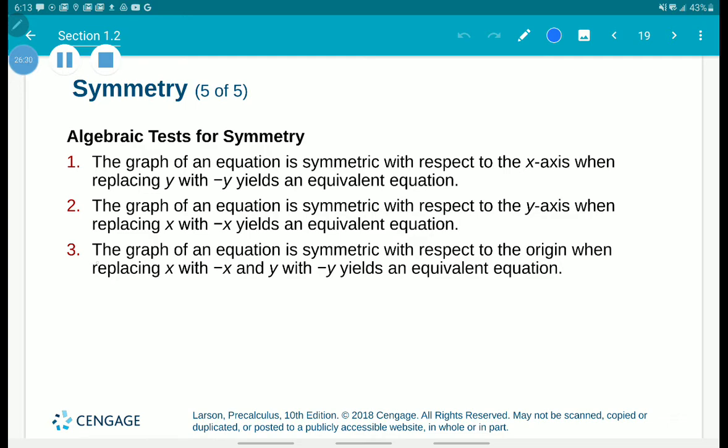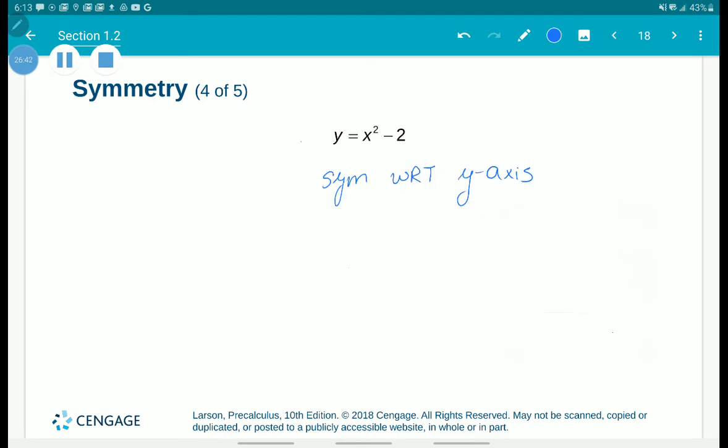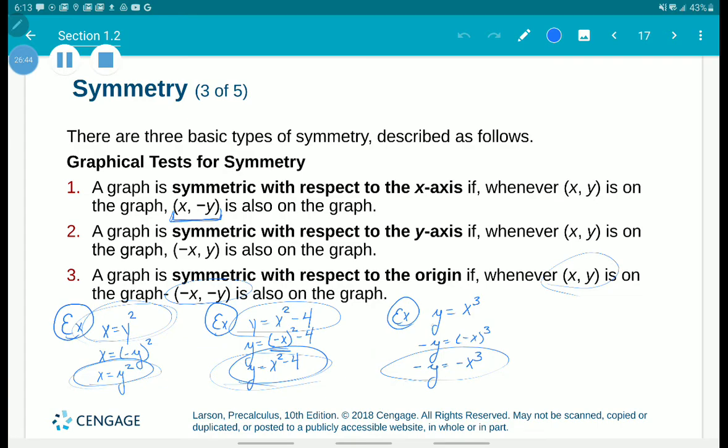And then in 3, if we want to be symmetric with respect to the origin, then if we replace x with a negative x and y with a negative y, notice you have to do both, then we're going to get an equivalent equation. And that's exactly what happened in that last example here. We substituted in negative x, negative y. So we have negative y is equal to negative x cubed. And if we were to divide everything by negative 1, we get the same thing as what we started with.